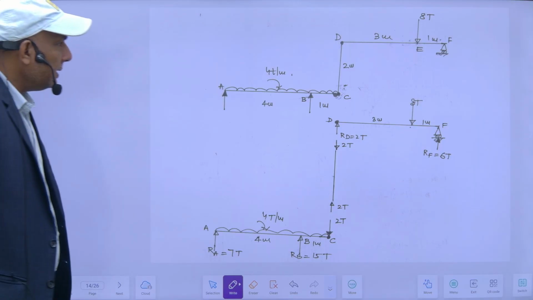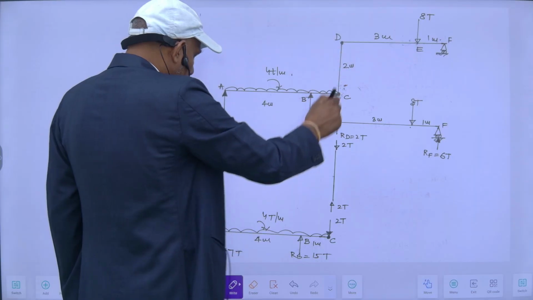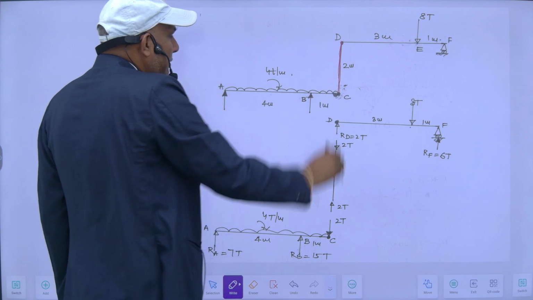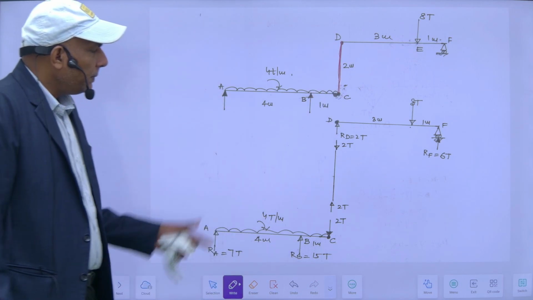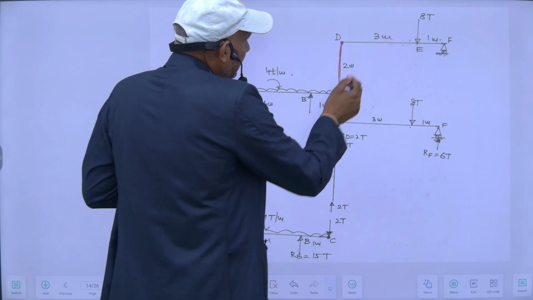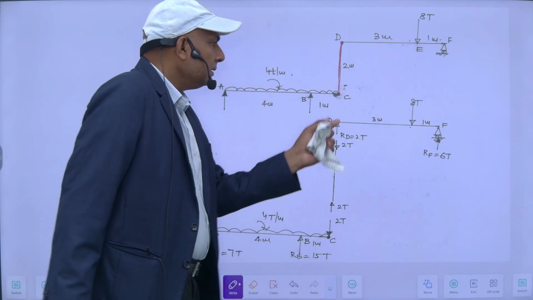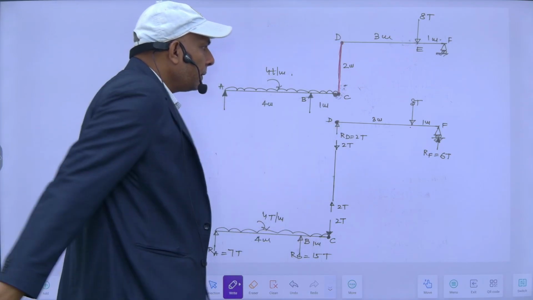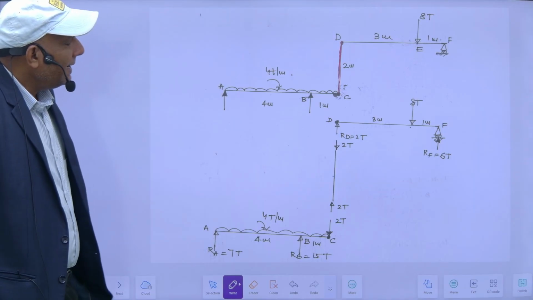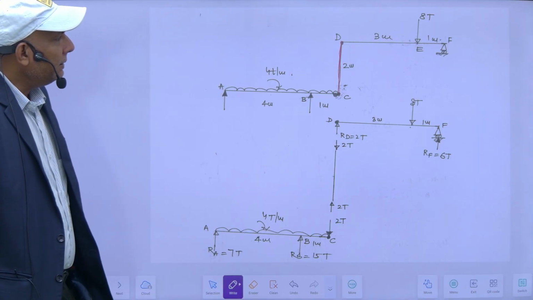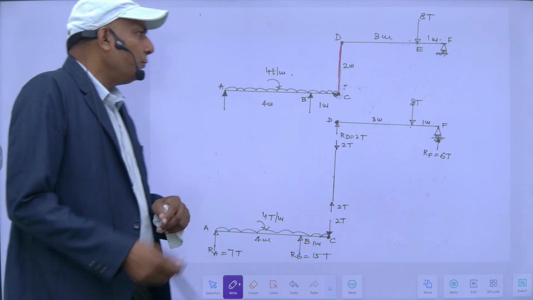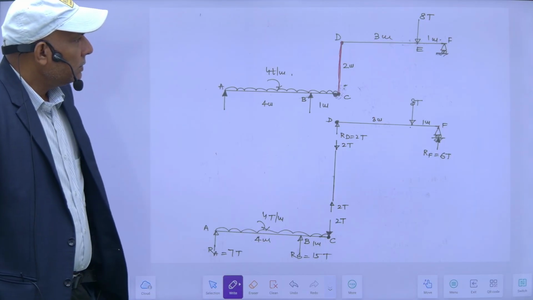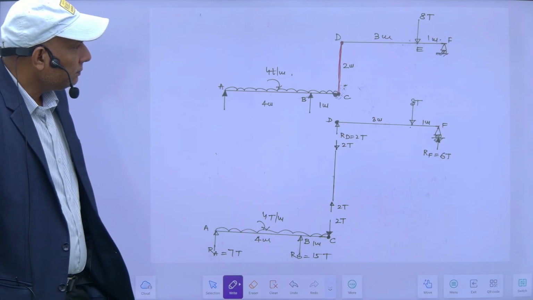So this is a vertical link, suppose a bar. This has been connected. So both parts of the beam, this beam AC and this DE, have been connected by some kind of link, vertical link or bar or rod you can say. So I have to draw its SFD and BMD. For that, first of all I have to draw its free body diagram. So free body diagram will be like this.